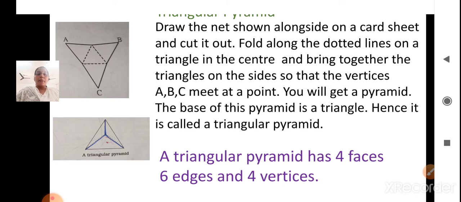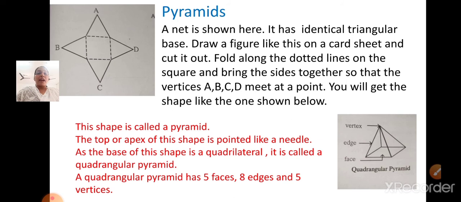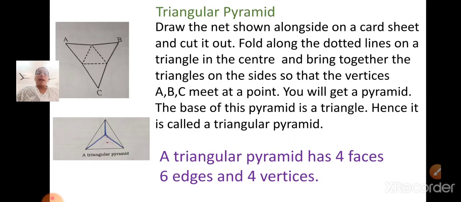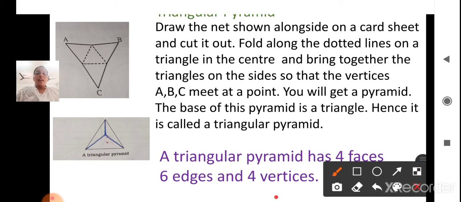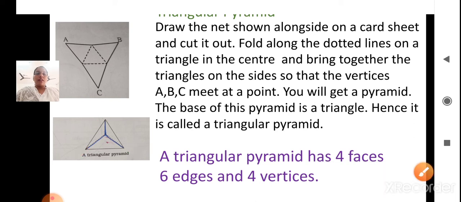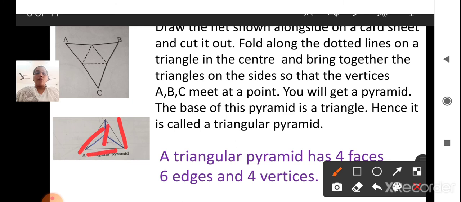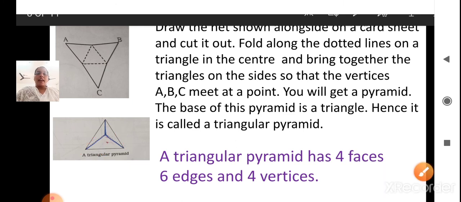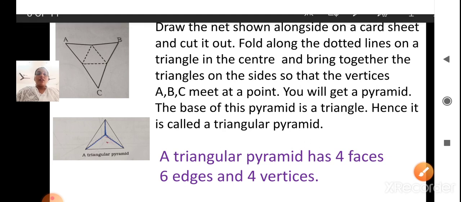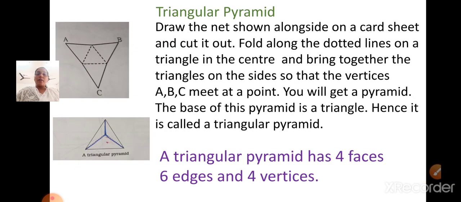Okay children, a quadrangular pyramid has 5 faces, 8 edges and 5 vertices, and this triangular pyramid has 4 faces, 6 edges and 4 vertices. Clear? Clear children? This is vertices 1, 2, 3 and 4. These are the edges 1, 2, 3 and 4. These are the faces and edges. Okay children? Clear? So the quadrangular pyramid and triangular pyramid are clear children? Is it clear to everyone?